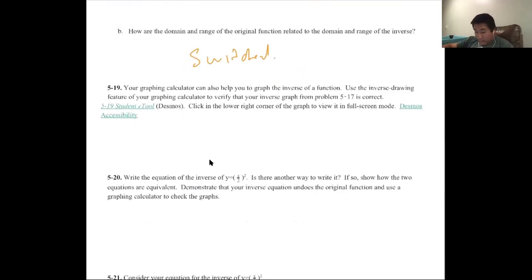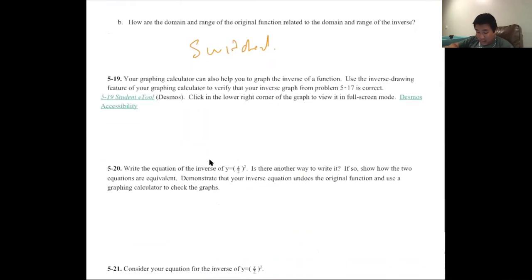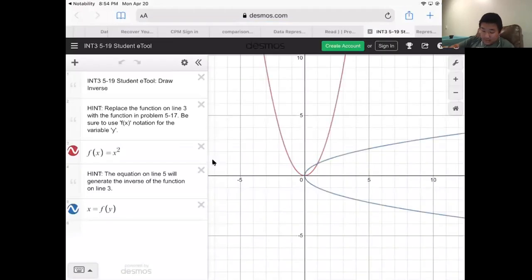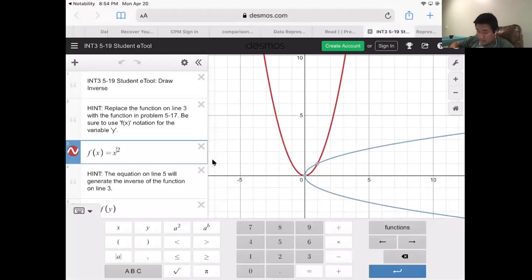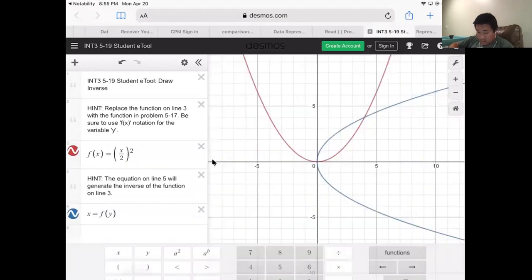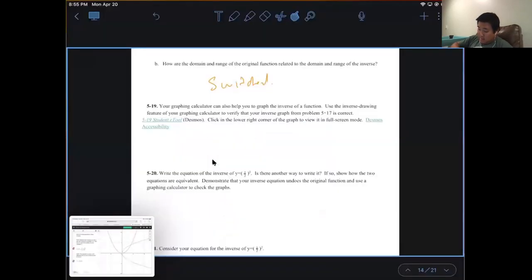For a graphing calculator, help with the inverse. Use the inverse drawing feature of your graphing calculator to verify the inverse for problem box 17 is correct. We did that. Correct.